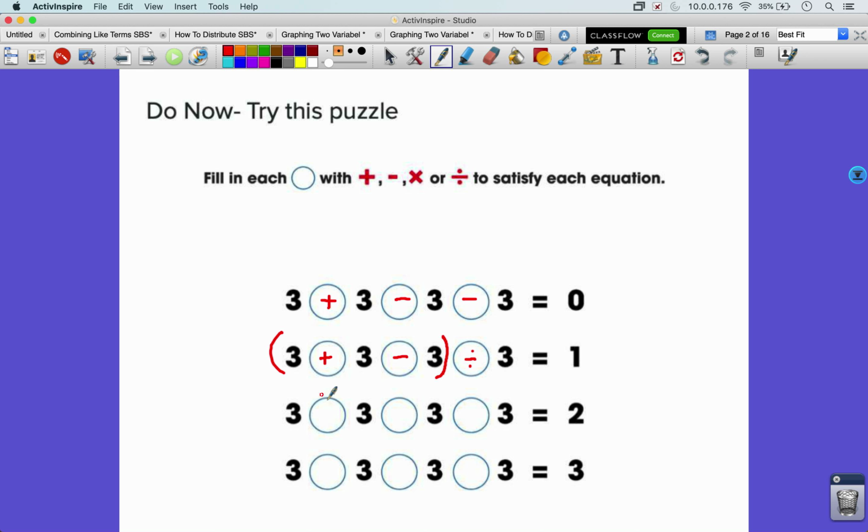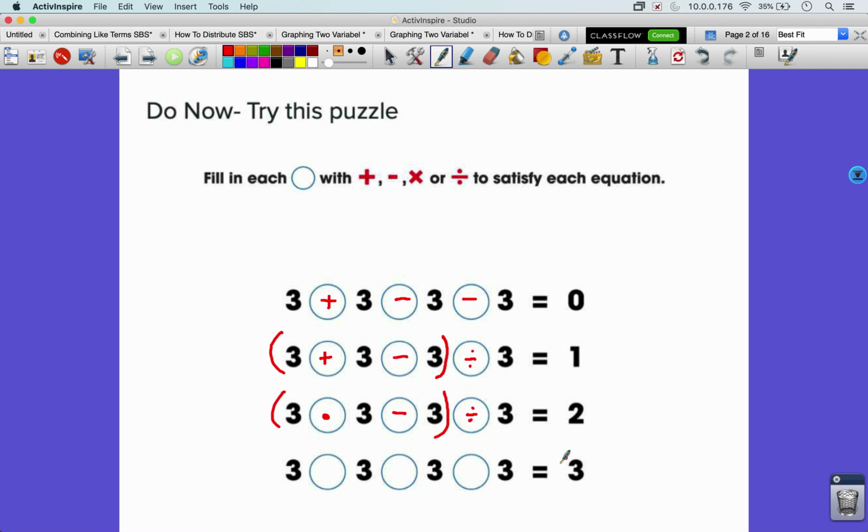Alright, to get a 2, we can do something like 3 times 3, we're up to 9. Minus 3, we're down to 6. Divide by 3, we're down to 2. And again, we need parentheses here to make sure we go in the right order.